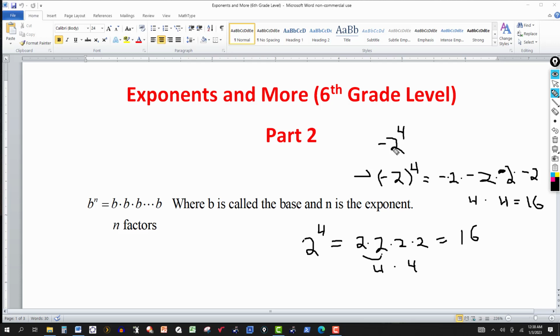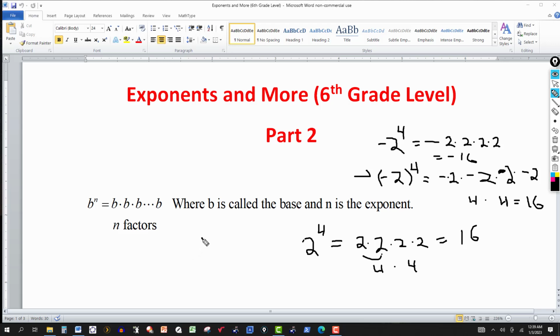Now let's look at the first one. If I don't have parentheses on this negative 2, then the base is not negative 2. It's a 2 only. So you put the negative down, and then the base is 2. So it's 4 factors of 2. Notice the difference here would be 2 times 2 times 2 times 2. 2 times 2 is 4, 2 times 2 is 4, and then 4 times 4 is 16. So in this case, this comes out to negative 16. So it does make a difference whether you have parentheses on the base or not.